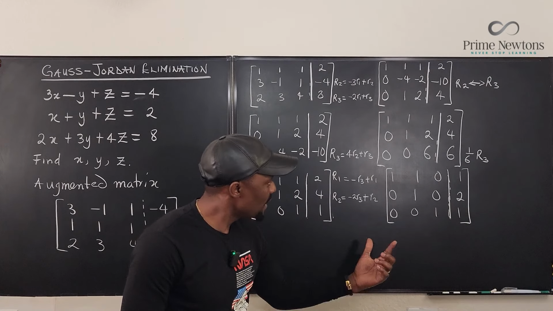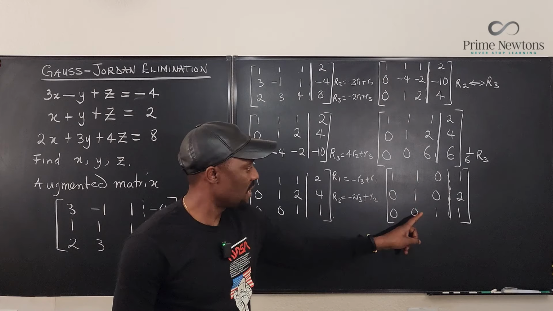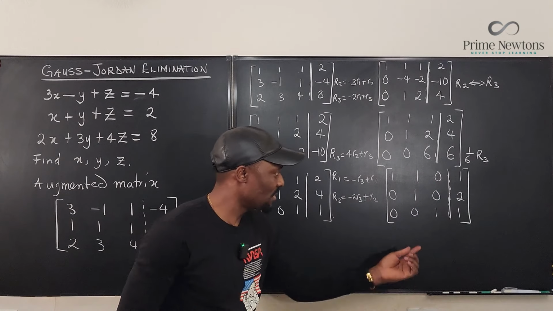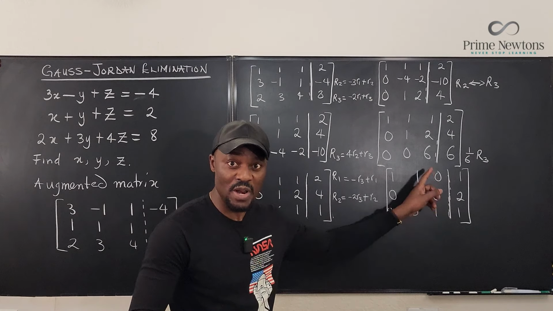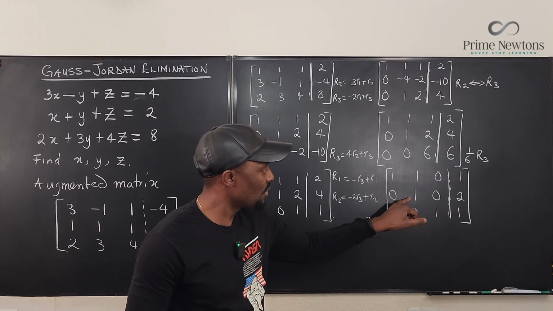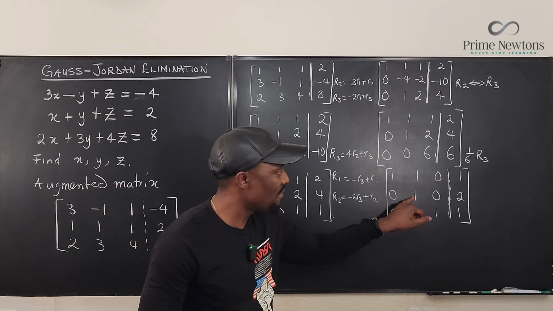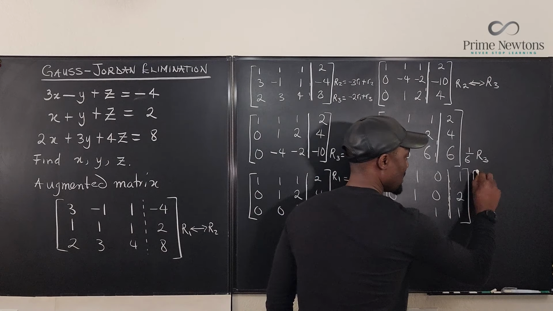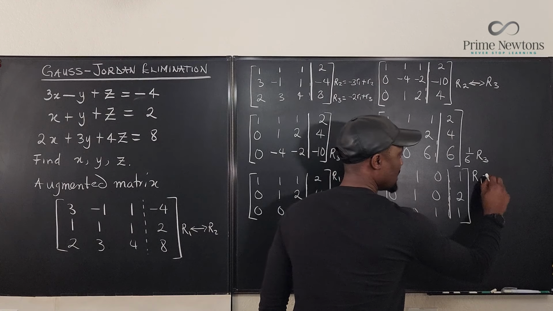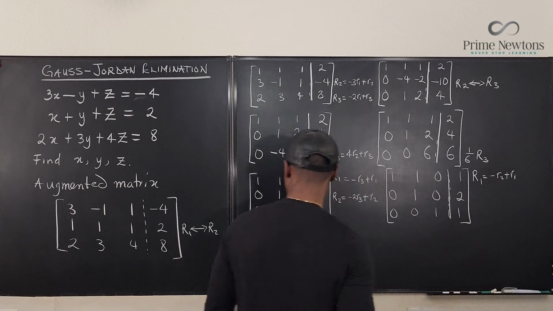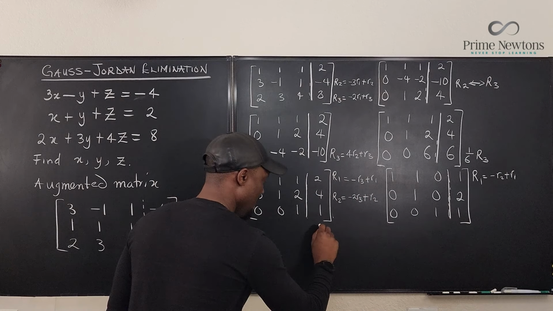Now, we don't want this here because this one has zeros. The reduced row echelon form just says that this one has to be the only one in that column. This has to be the only one in the column. So to get rid of this, we just add -1 of this to this, and that's it. That's the last step. So we're going to say R1 is equal to negative R2 plus R1, and this is going to be our final matrix.